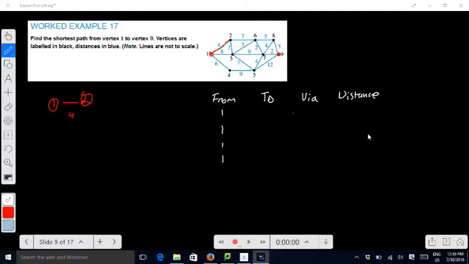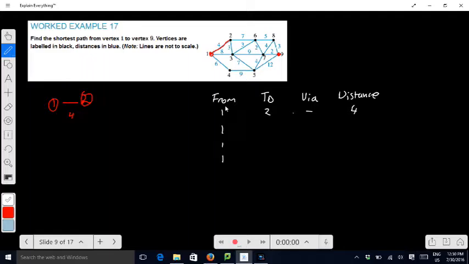Okay, sorry, I'm just going to make up something slightly different. So we've got a table, with from, to, via, and the distance. I'm always going to start from 1. So starting from 1, and we just had a look at going from 1 to 2. From 1 to 2 directly, our distance was 4.